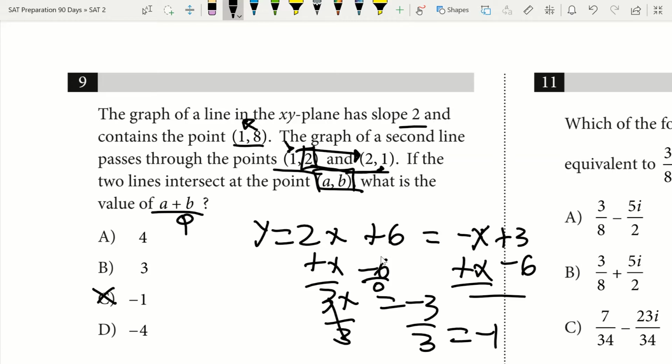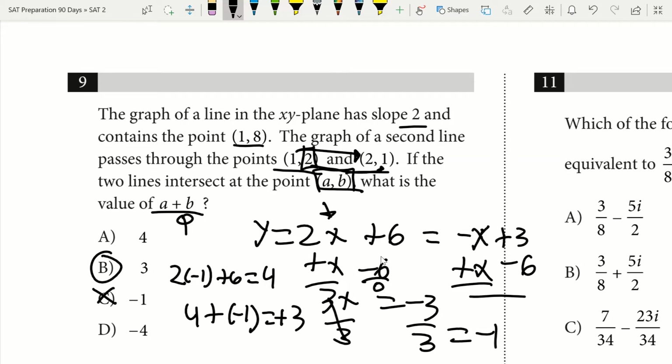At this point, I know at negative 1, I just plug in negative 1 into this equation right here, y equals 2x plus 6. I've got 2 times negative 1, that's going to give me negative 2 plus 6. Negative 2 plus 6 gives me 4, which means now I have to take that 4 and add it to the negative 1. Since we have to solve for a plus b, that's going to give me positive 3. So the answer there is going to be B for number 9.